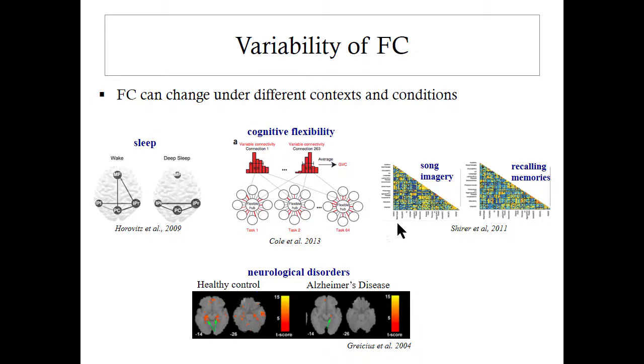So if we look at the variability of connectivity under these different conditions, this may give us a useful window into how systems are changing to support these different types of functions and how they may be deviating in pathology.